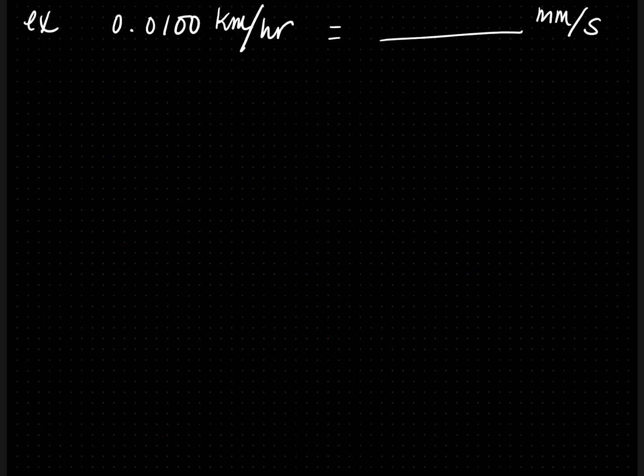In this example, 0.0100, we need to convert the kilometers to millimeters, and we need to convert hours to seconds. If you do not know the conversion factor from kilometers to millimeters, we're going to go to base. So kilometers to base, which is meter. Bigger prefix is kilometer, so that gets the 1. There are 1,000 meters. We also know that meters to millimeters: bigger prefix is meters, that gets the 1.